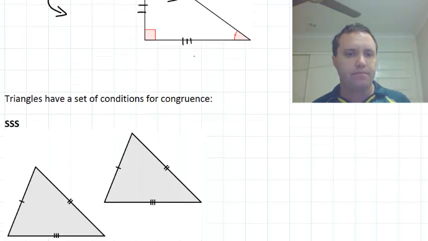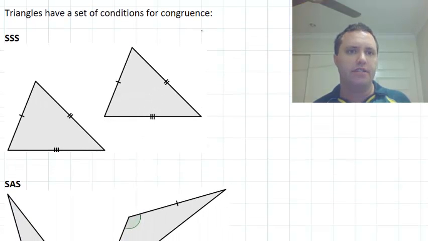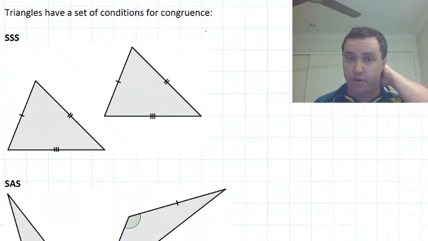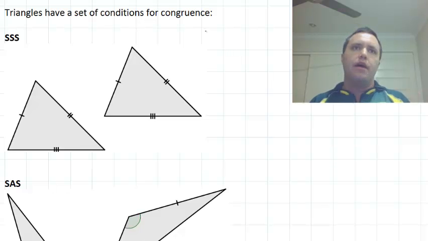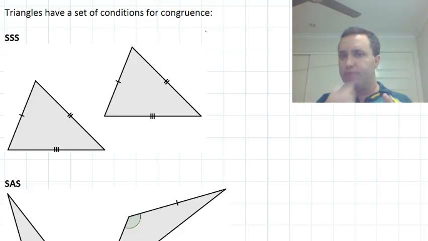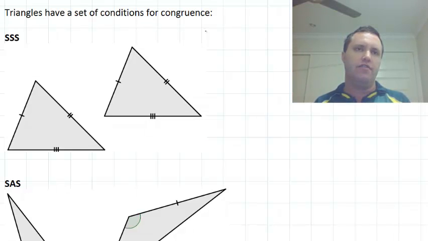Triangles have a set of conditions necessary for congruence. At this level of geometry, you're going to be constructing these things called proofs, which means that you will suggest certain things that are true, and then build a case for why that is the case, to be able to say these two triangles are the same because of this particular thing.